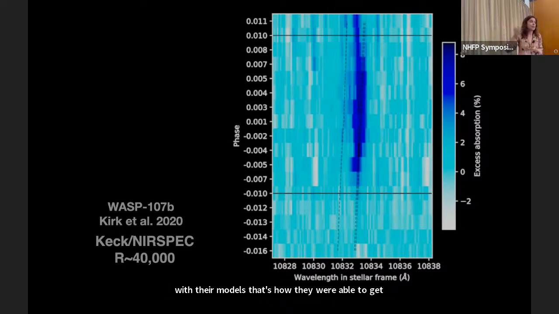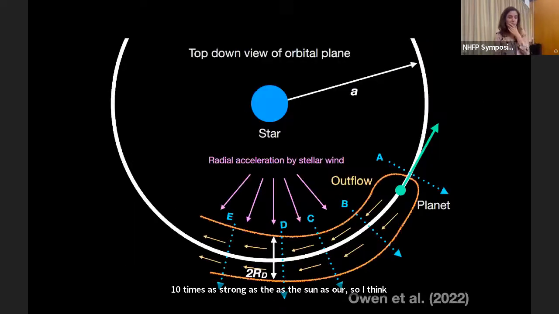And for WASP 107, they're able to make an estimate that the strength of this stellar wind is about 10 times as strong as the sun's, as our solar wind. So I think this is a way that we can add to that number of stellar wind measurements.